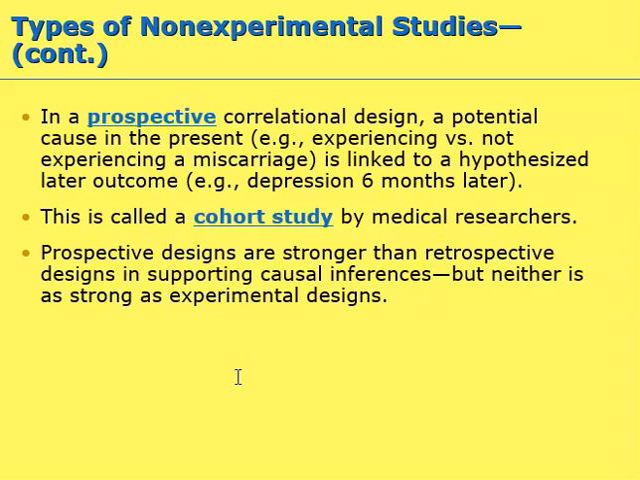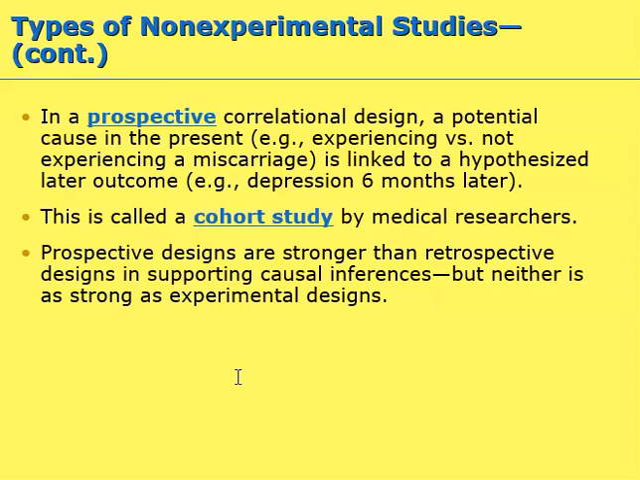And so an example of this is, let's say we're really interested in studying mental health outcomes like depression or anxiety, loneliness, emotional exhaustion, whatever our mental health outcome is, and their connections or association with the experience of miscarriage. So we could actually test this in a prospective correlational study.